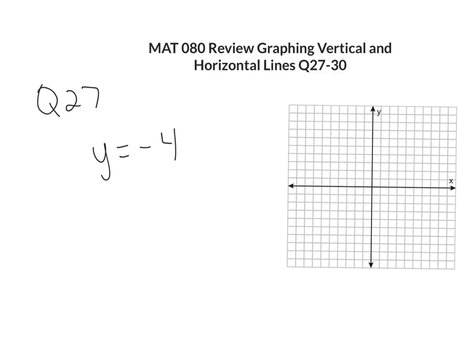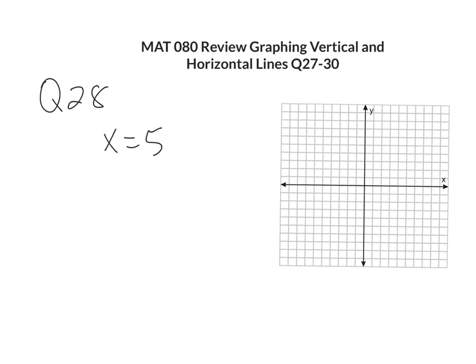Anytime you see it say y equals -4, or y equals something without an x at all in the equation, you know it's going to be a horizontal line. So you're going to find where y equals -4. It's 1, 2, 3, 4 right here. And then you're going to draw a horizontal line, and that will be your graph.